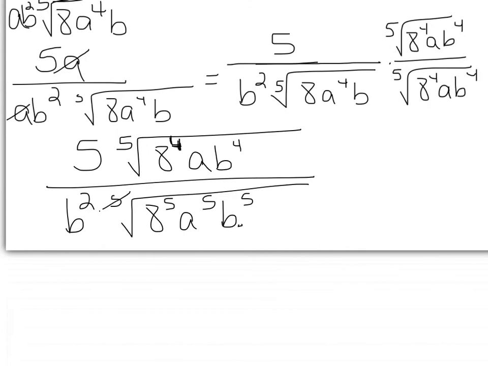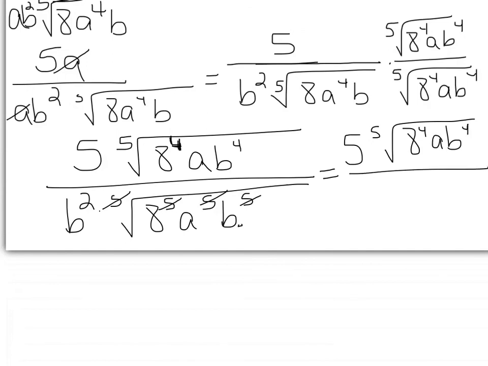So this 5th root cancels this 5, and this 5. So I have 5 times the 5th root of 8 to the 4th, a, b to the 4th, all over b squared times 8 times a times b. So that's just 8ab cubed. All right.